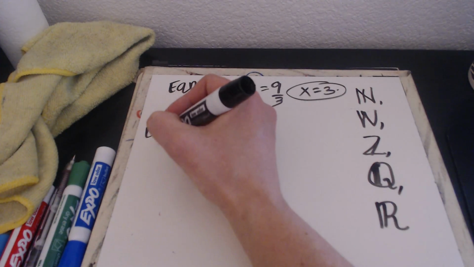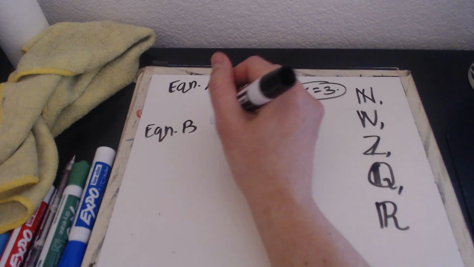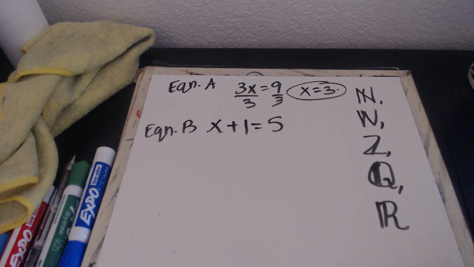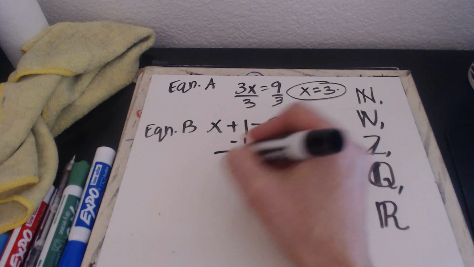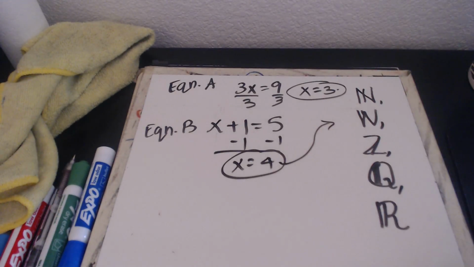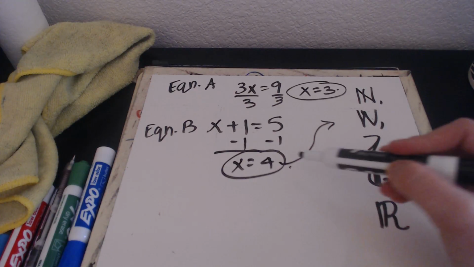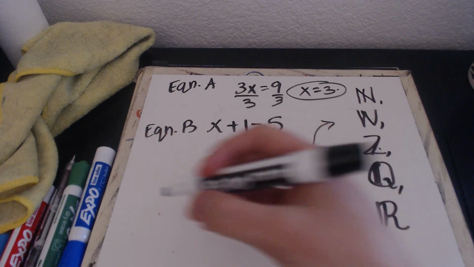If I solve equation B, which is x plus 1 equals 5, and we solve this for x, obviously we would subtract 1 from both sides, x equals 4, and then 4 would belong to all of those sets of numbers as well, because 4 is natural, it is a counting number, it is a whole number, it is an integer, it is a rational number, I can write it as a fraction, and it is real.